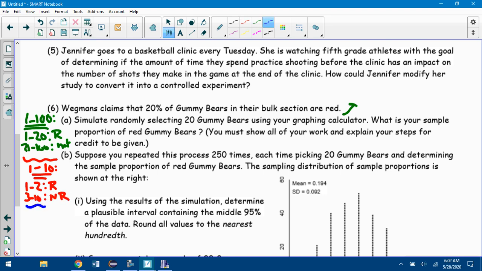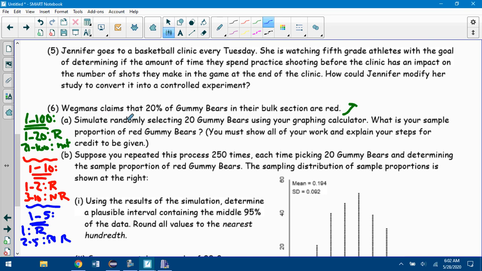I almost said 1 through 5 a second ago. You could have done that. If it's 1 through 5, what percentage would be red? We need 20% to be red. What numbers would mean red? Just 1. 1 is red. 2 through 5, not red. So you pick what range of random numbers you want to use. You just need to know that 20% of them mean red.